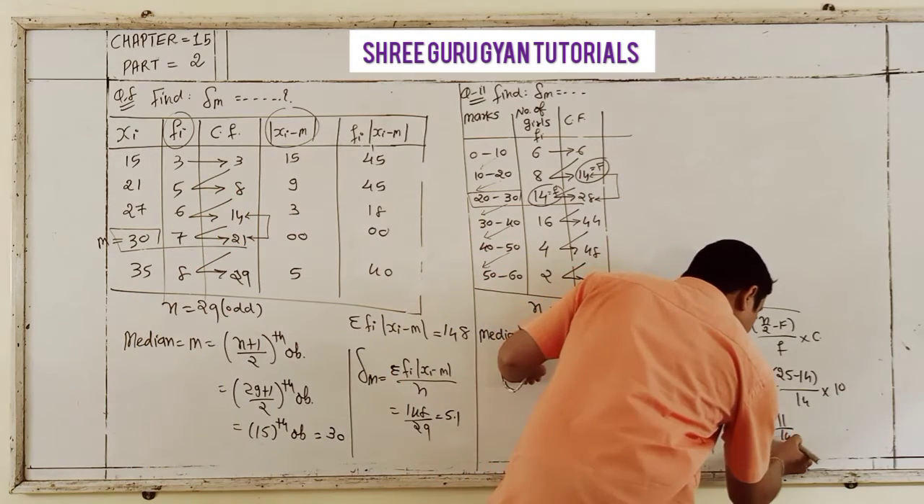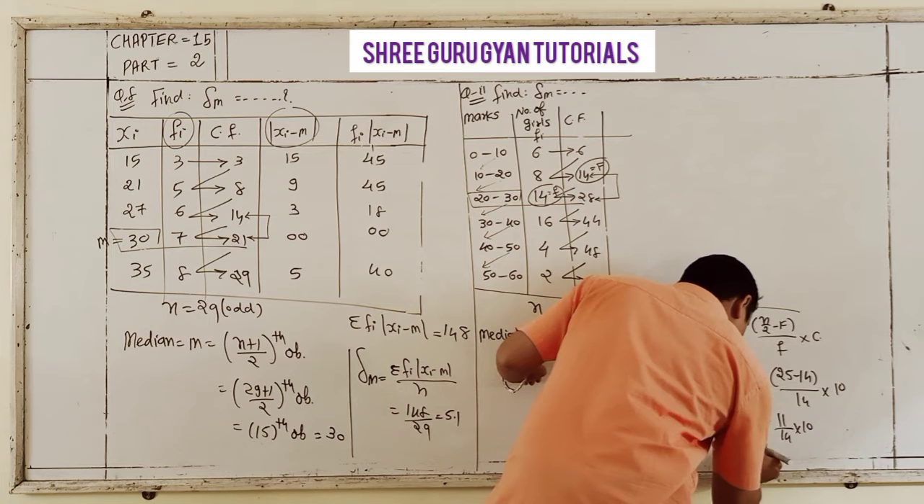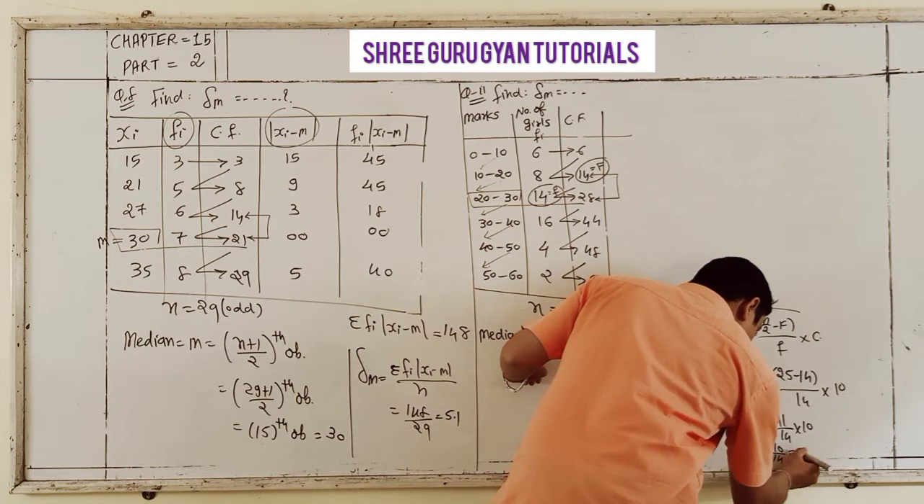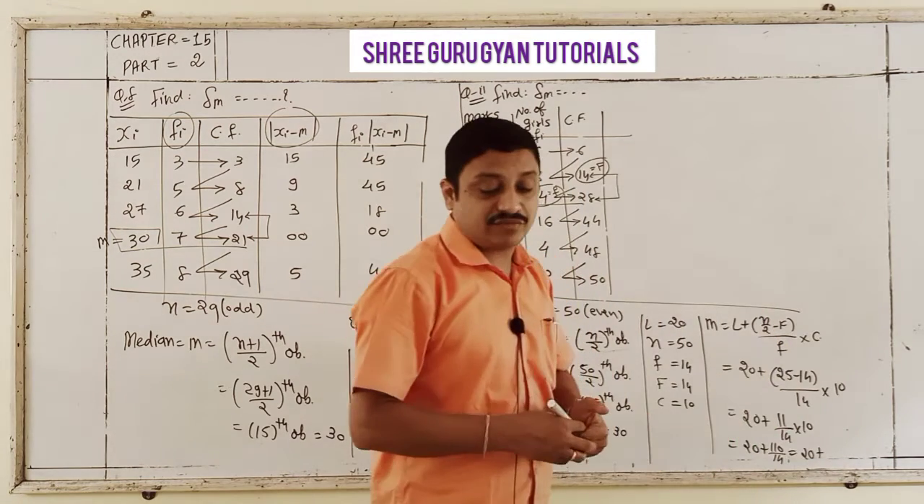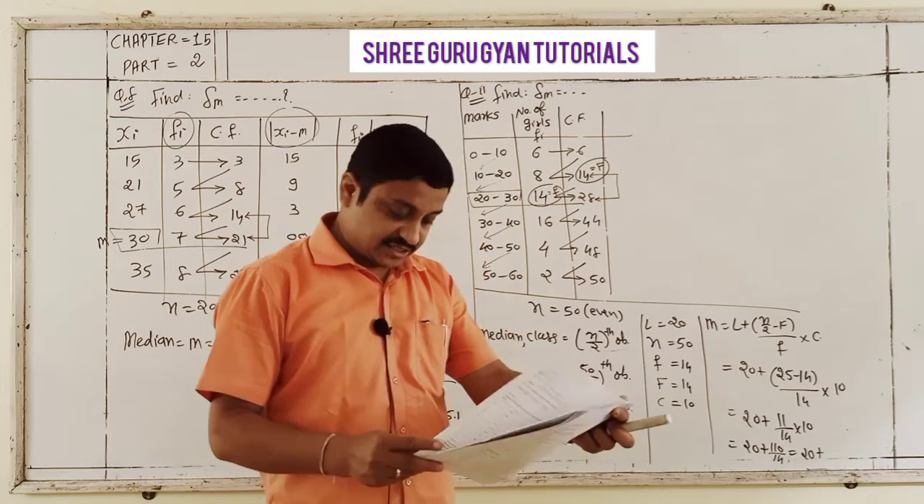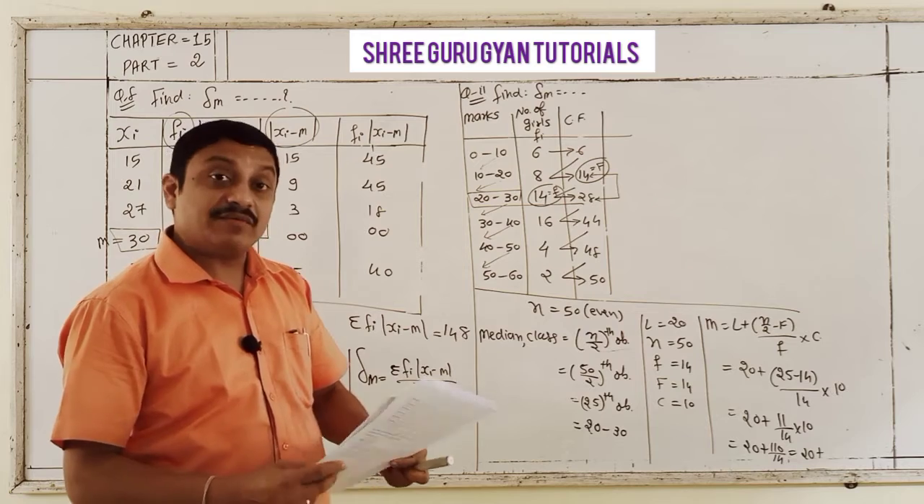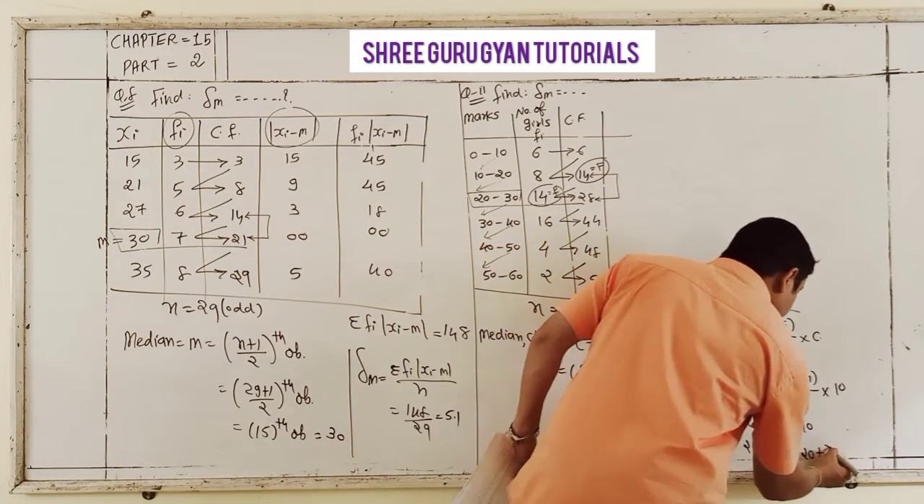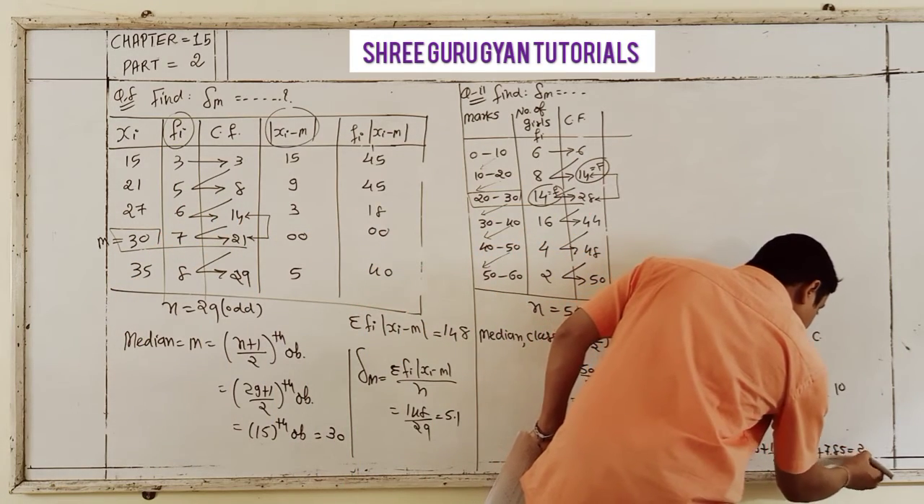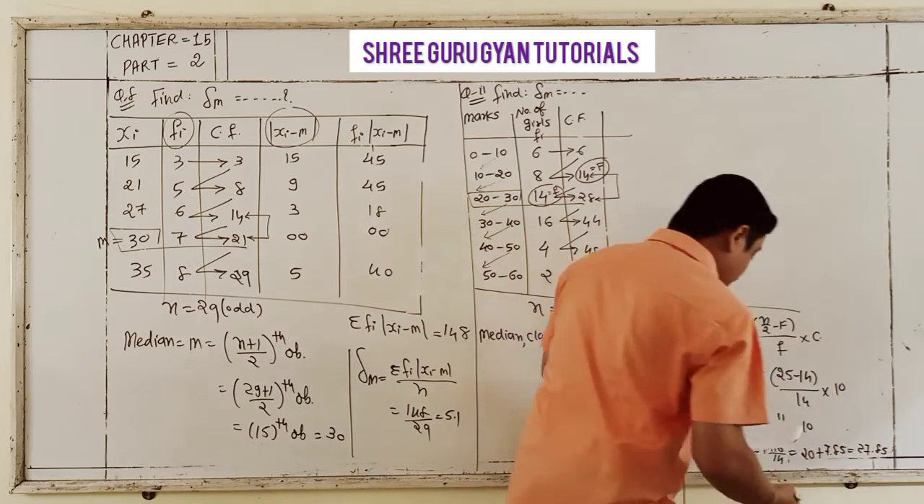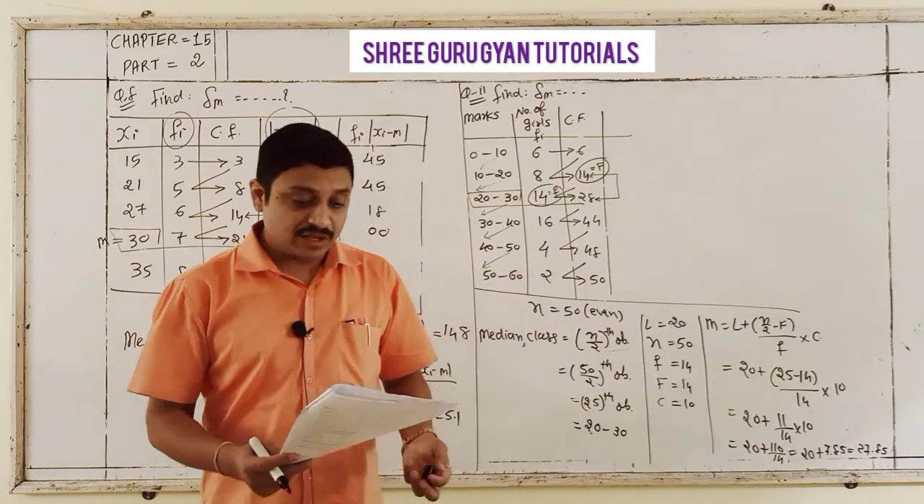11 by 14 into 10, which should be 20 plus 110 by 14, which is, I think, 7.53. Yes, I just checked using the calculator. Yes, it is 7.85, by mistake. So it is 27.85. That's your, students, 27.85 our median.